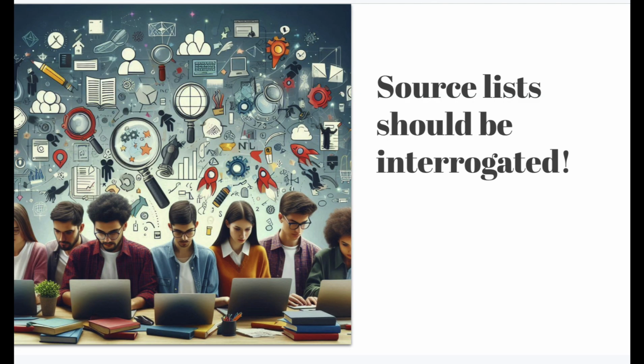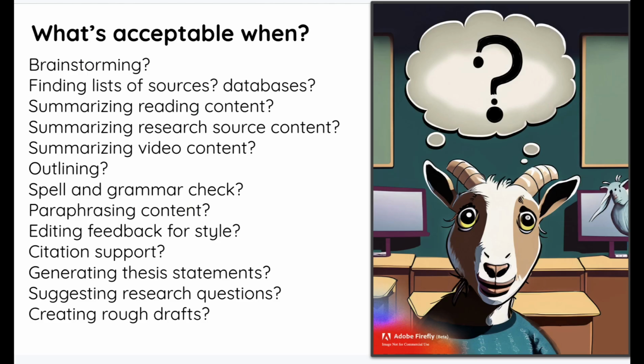Source lists should be interrogated, and that is definitely a way for which we can keep academic honesty going on in our classes. We could suggest that students use generative AI tools that definitely show where the content is coming from. We can decide what's acceptable when.